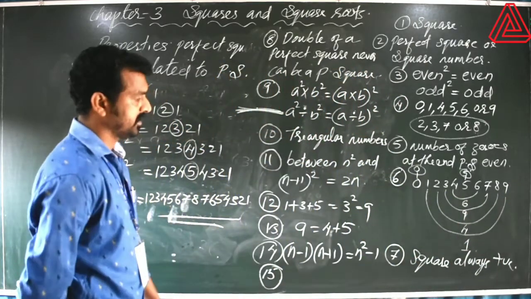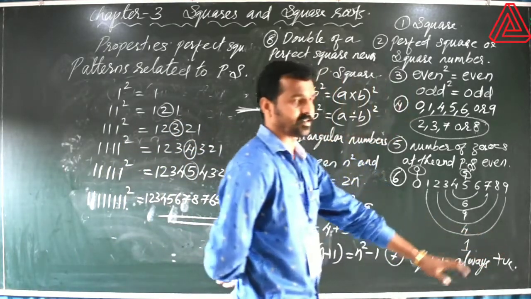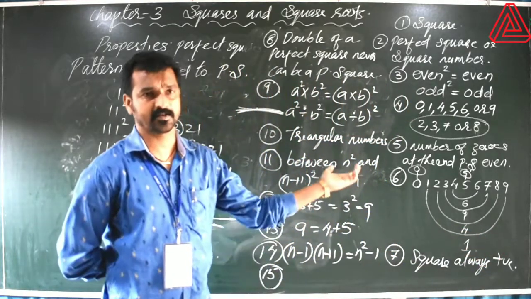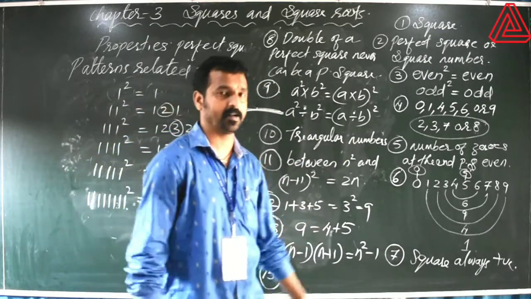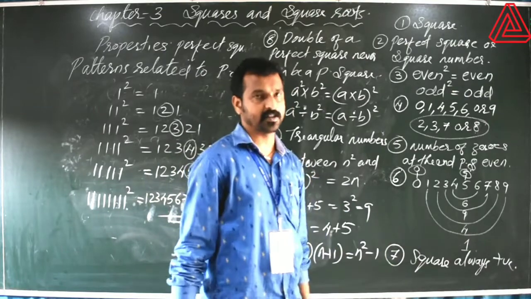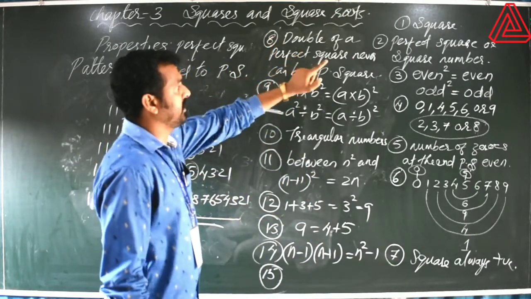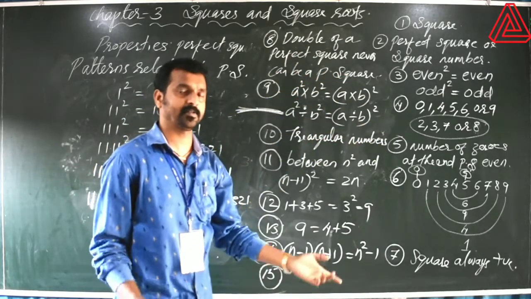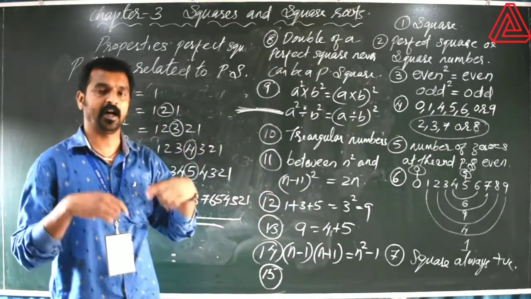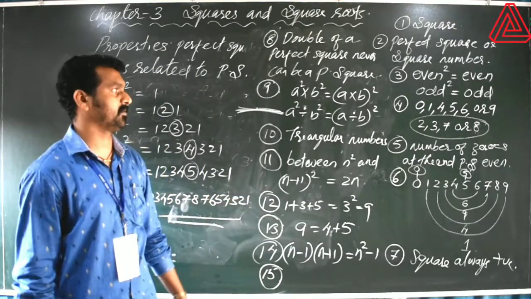Now, next one. Squares of all numbers will always be positive. Square of any number, whether you take a positive number or a negative number, will always be positive only. Double of a perfect square is never a perfect square. Suppose you are taking 16. Double means 16 plus 16, 32. It is never a perfect square.